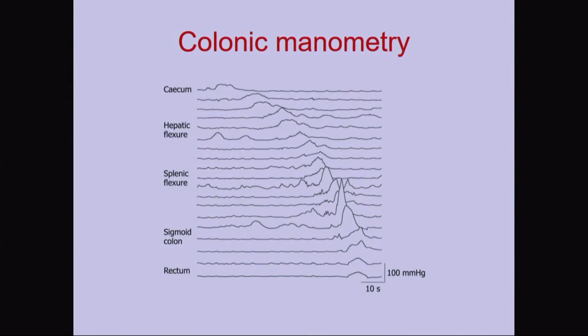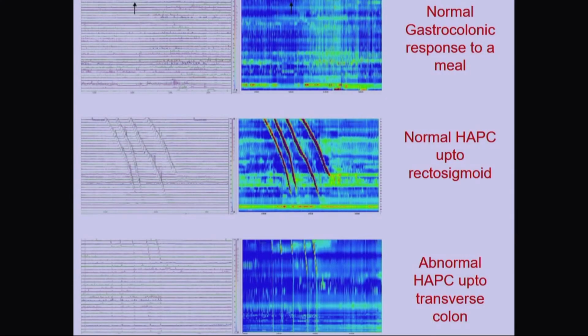A normal colonic manometry shows high amplitude pressure contractions right from the cecum coming up to the sigmoid. The normal gastrocolic response to a meal shows that there is contraction after a meal, but we have to watch whether there are any HAPCs, or high amplitude propulsive contractions, which come right up to the rectosigmoid. These lines which are progressive are the HAPCs, and in patients with constipation or with pseudo-obstruction, these may be altered and may be short and come up only up to the transverse colon.